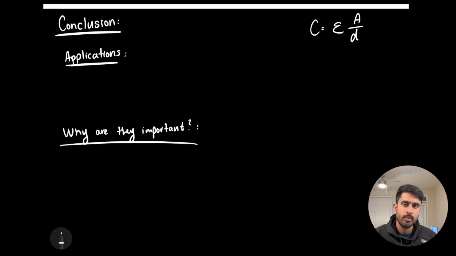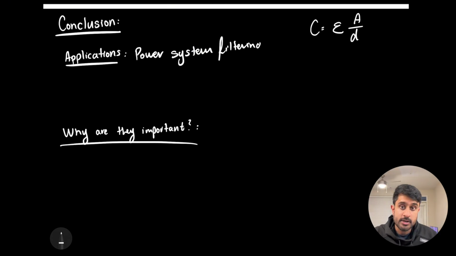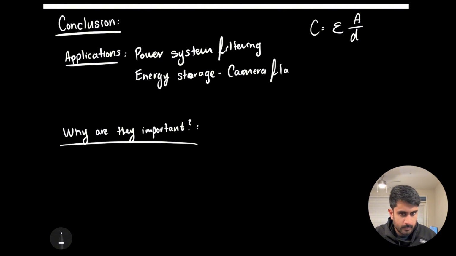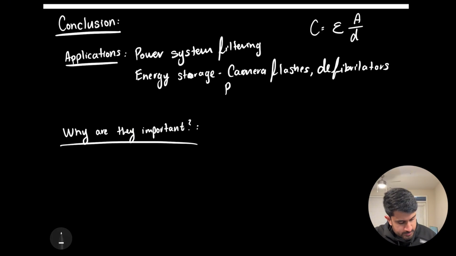Where exactly can we apply this knowledge? Where can we see capacitors specifically? Some specific applications include power systems filtering, especially when we want to get rid of ripples and discrepancies within power. Capacitors are a fantastic way that we can install into different types of power lines. You can also use them within energy storage, the most obvious way to look at it. This can be used in camera flashes, as I mentioned, defibrillators, power backups, a number of different ways, and this is by far the most important application of a capacitor.